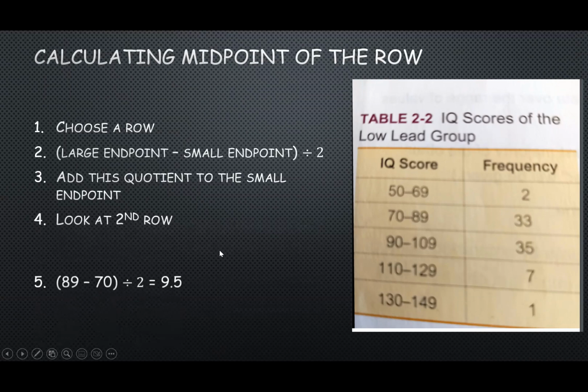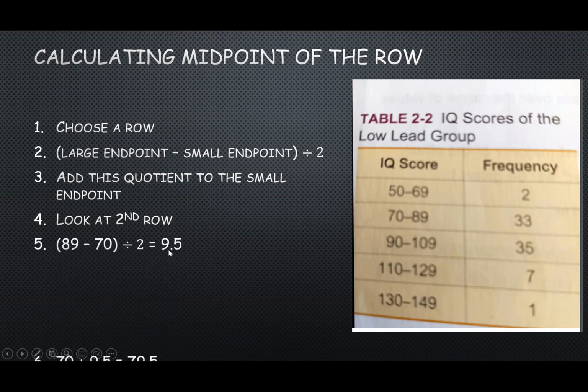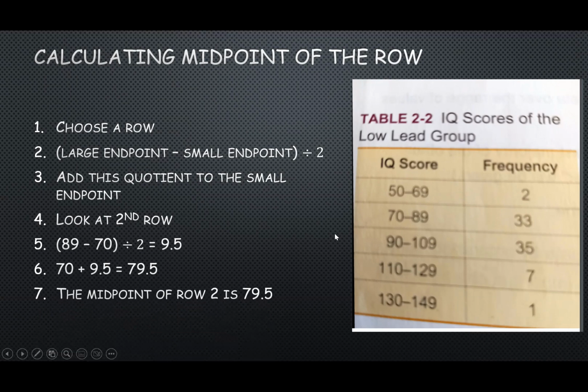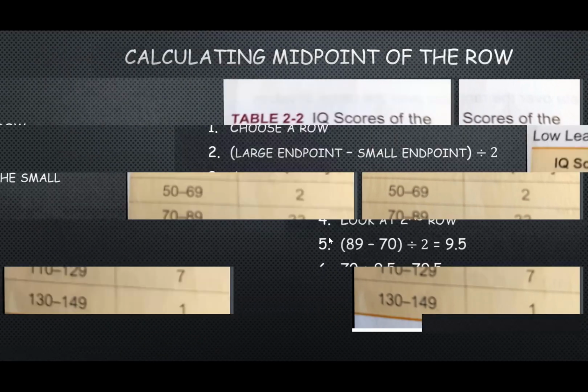So if we look at the second row, 89 minus 70 is 19, divided by 2 equals 9.5. Add that to the 70 and we get 79.5. So the midpoint of row 2 is 79.5.